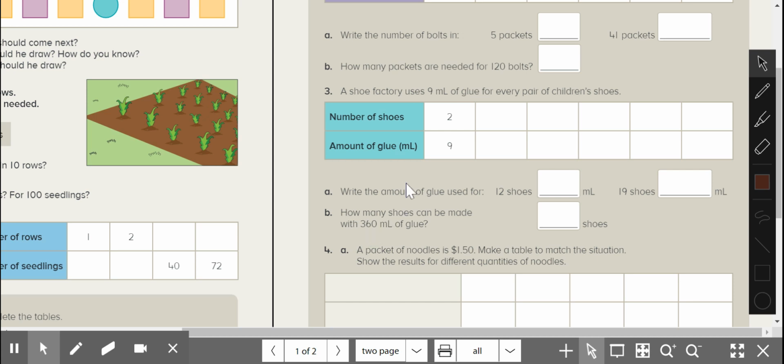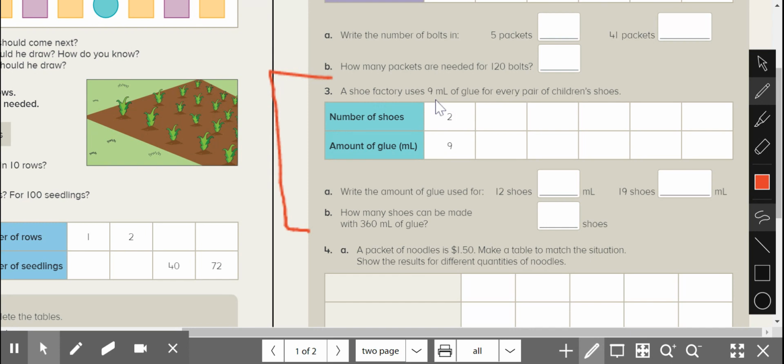What I'm going to do now is put together a review of lesson 11.1. I'm specifically going to look at question 3, A and B. To do that, we're going to start at the beginning.